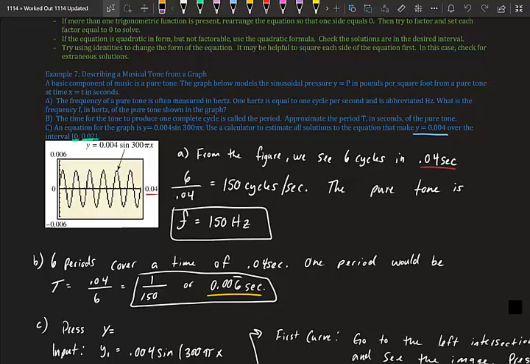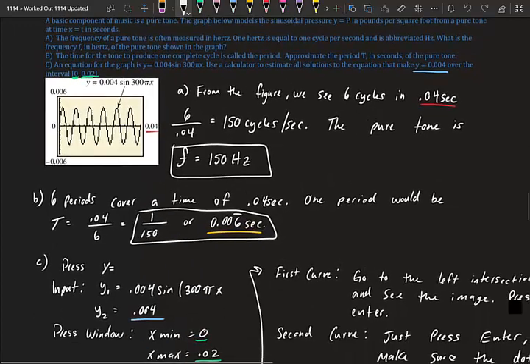So from the figure, we see 6 cycles. So 1, 2, 3, 4, 5, 6. So if we have 6 cycles in 0.04 seconds, that's 6 divided by 0.04, that's 150 cycles per second. The pure tone frequency is 150 hertz. So part B, the time for the tone to produce one complete cycle is called the period. Approximate the period t in seconds of the pure tone.